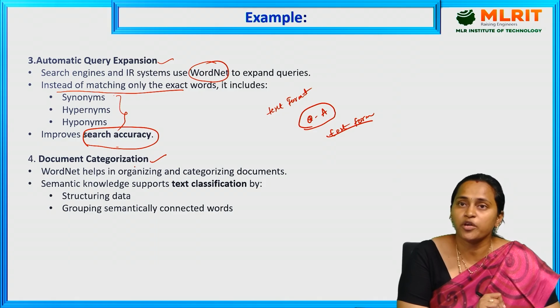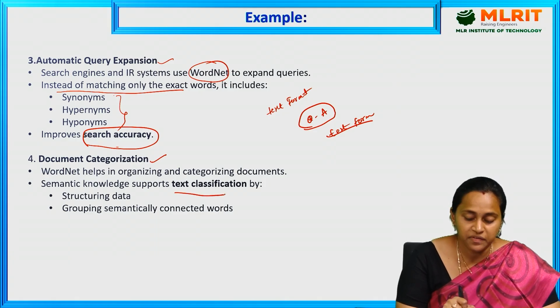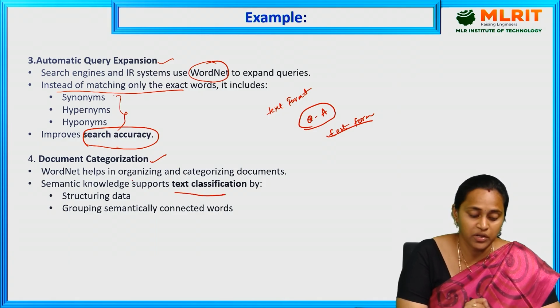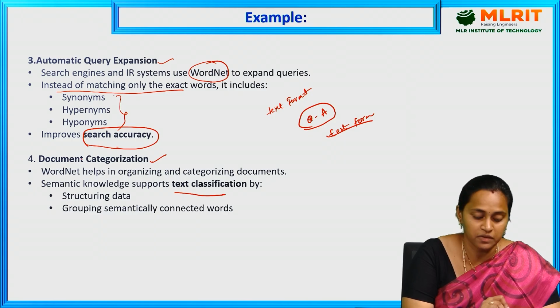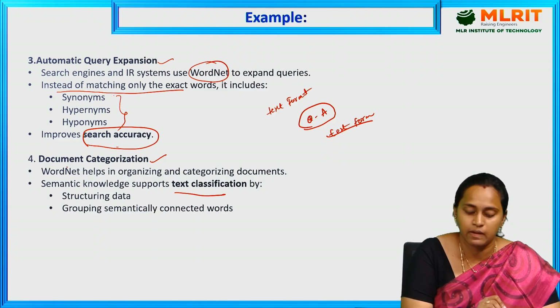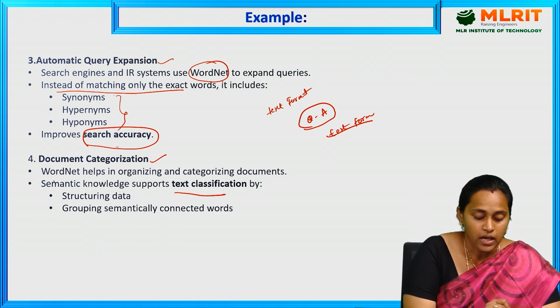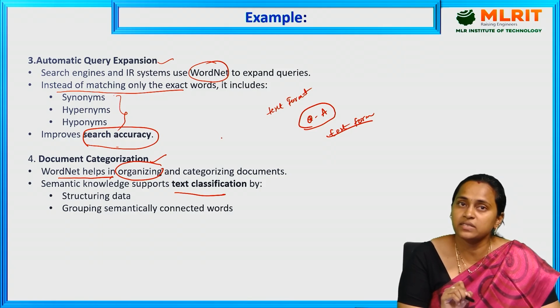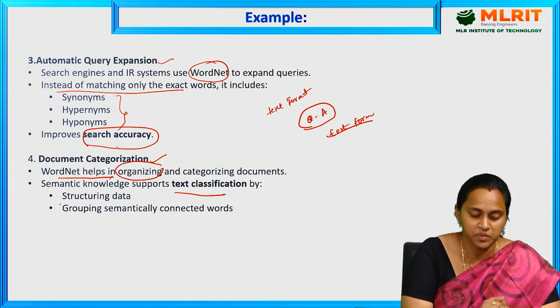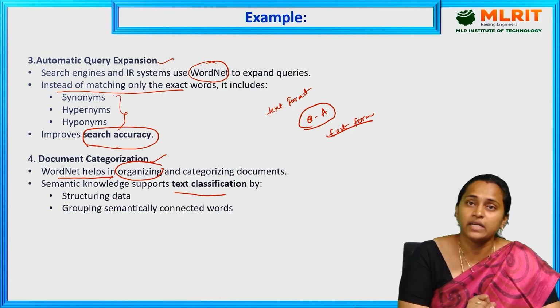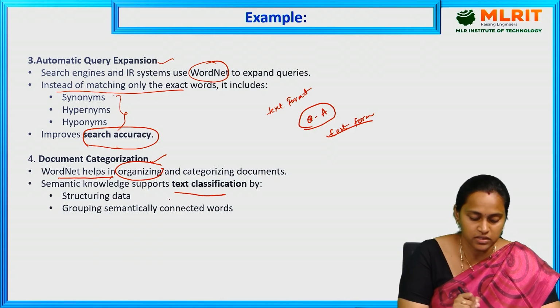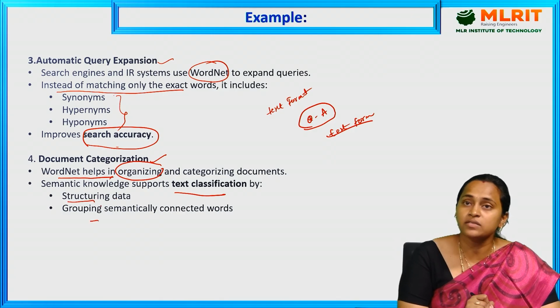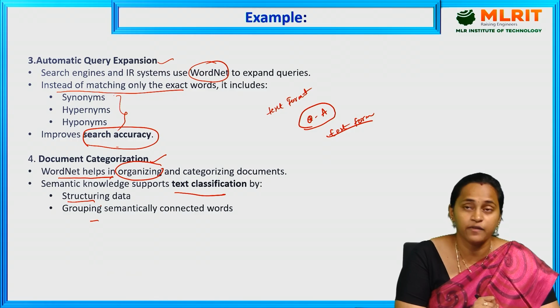So next, the fourth one, document categorization. Document categorization means text classification or text summarization. That means we have to summarize the text and classify the text by using the syntactic rules. By using the WORDNET, we can organize the text, categorize the text, and summarize the text by using some specified documents. Here semantic knowledge supports text classification. That means structuring the data, grouping the semantic analysis, and connections between related words.